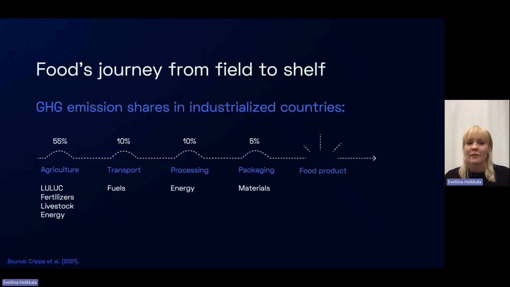So first we could take a look at the food journey from field to shelf. And here I have gathered the greenhouse gas emissions shares from industrialized countries. And as we can see, agriculture takes up to 55 or even more percent of the food chain emissions. And these emissions arise from land use and land use change activities, then fertilizer usage, then enteric fermentation of livestock animals, and then energy usage. Then 10% shares come from transportation and processing of the goods, and 5% from packaging.